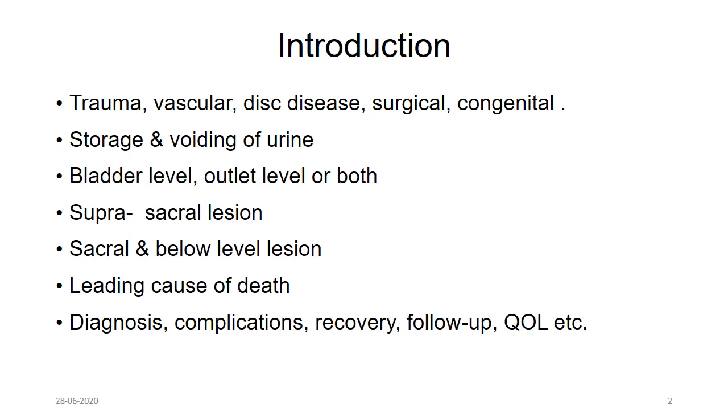So, in the rehabilitation of neurogenic bladder, early characterization and typing of the lesion is very important. This will help us to prevent the development of complications and it will enhance the recovery also. And regular follow-up will also help to improve the quality of life of spinal cord injury patients.